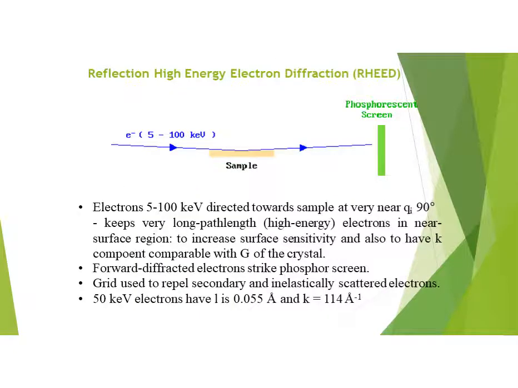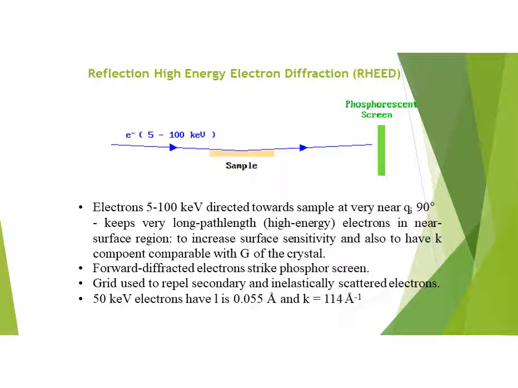Now let us discuss reflection high energy electron diffraction technique. In this technique, electrons of very high energy, about 5 to 100 kilo electron volts, are directed toward the sample at nearly a 90-degree angle. This angle keeps a very long path length of the electrons in the near-surface region to increase the surface sensitivity and also to have a K component comparable with the G of the crystal.